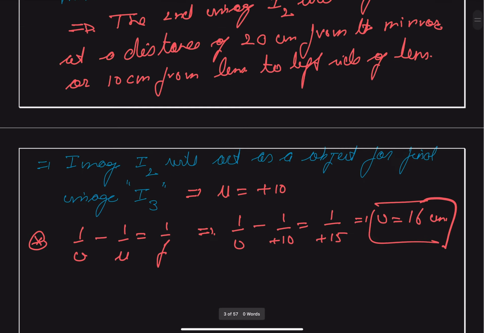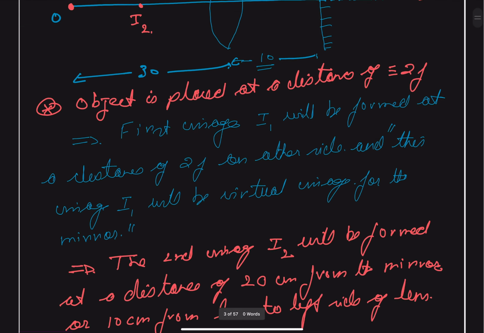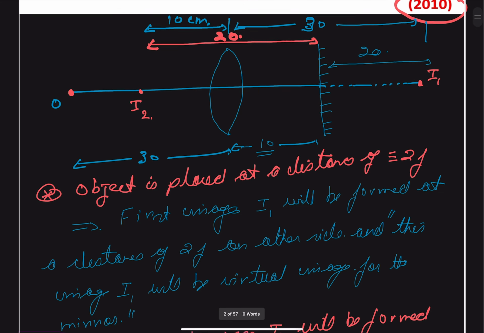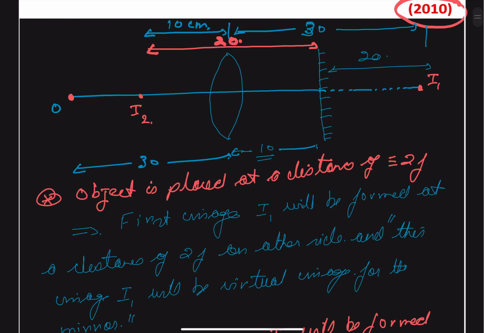So it means the final image will be at a distance of 16 centimeter from the mirror. Okay.